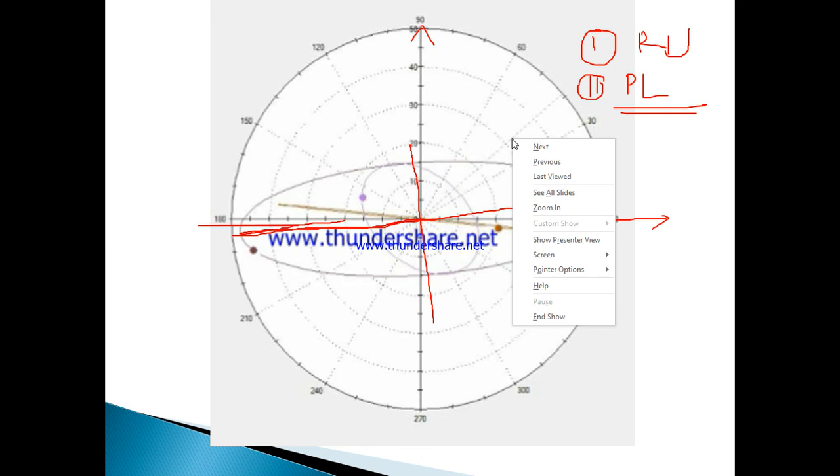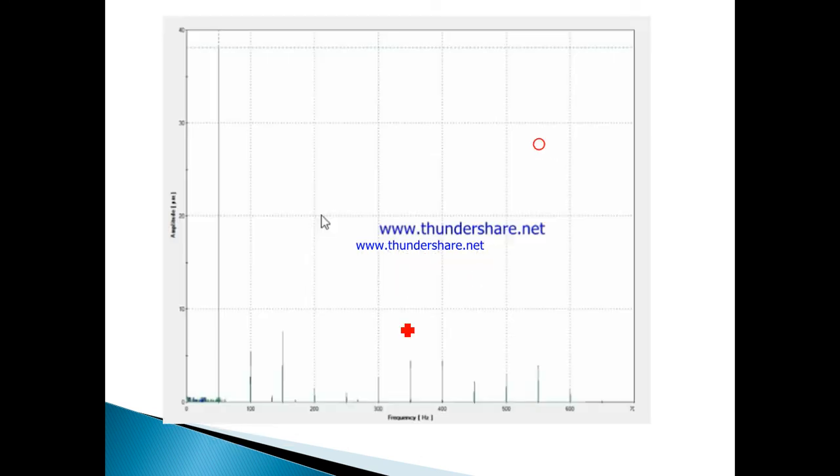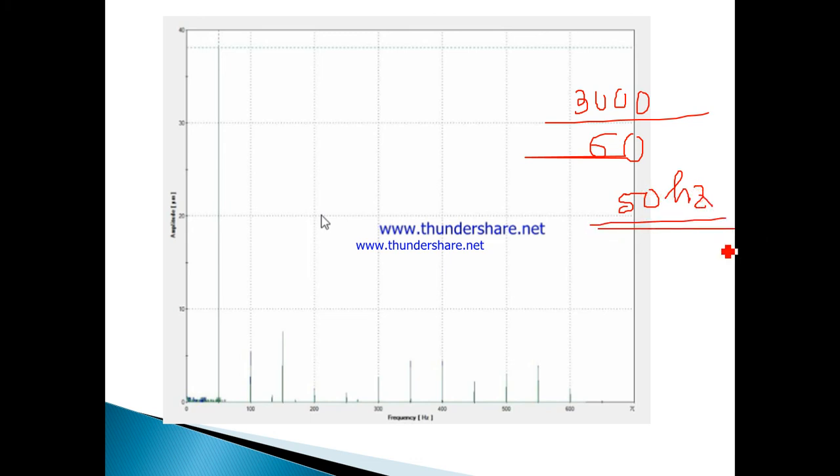Now let us take the FFT of that particular bearing plane. This turbine was rotating at 3000 rpm, that is 3000 rotations per minute. In 60 seconds it rotates 3000 times, so how many complete cycles in 1 second? 50 cycles per second means 50 hertz. So the fundamental of the vibration data is 50 hertz.